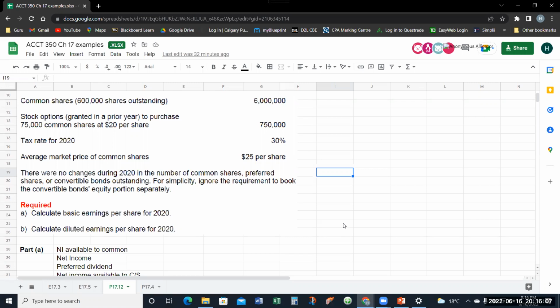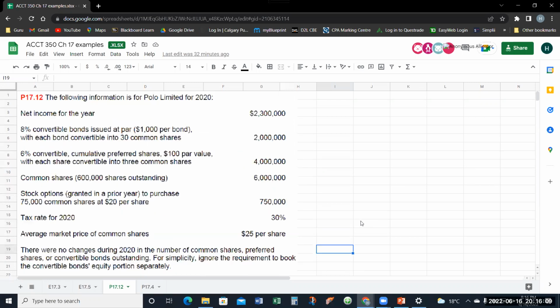All right, so basic EPS, earnings per share. We're going to look at net income available to common. Now, net income for the year is 2.3 million, but the company has preferred shares. It's got 6% convertible cumulative preferred shares. Cumulative. The moment I see the word cumulative, I know I have to subtract 1 year's dividend. What is the dividend? Well, each preferred share has got a $100 par value and the dividend is 6%. So 6% of $100 is $6. Each preferred share gets $6 of dividend.